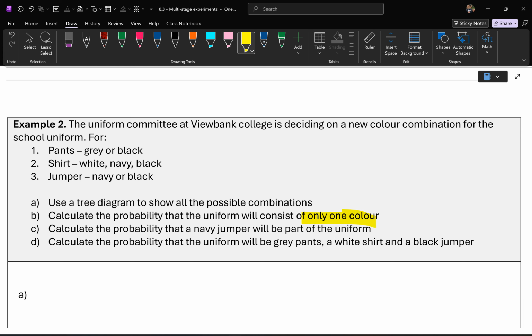Have a go. You've got 4 minutes. How would you tackle that problem? Do it in your head, but using a diagram will help you. Pause the video.